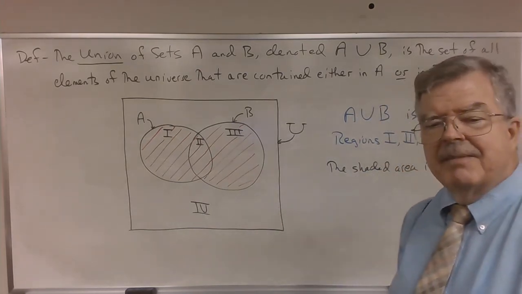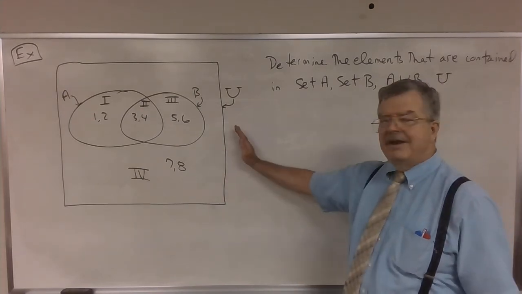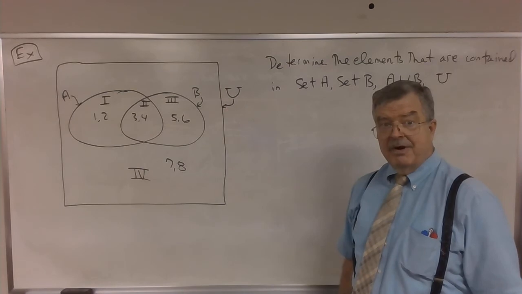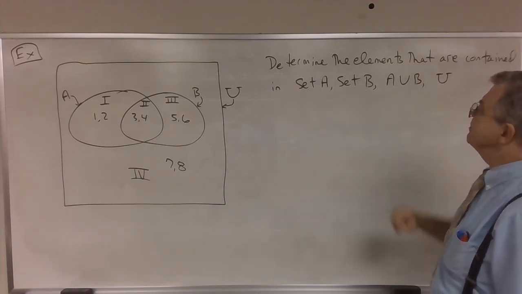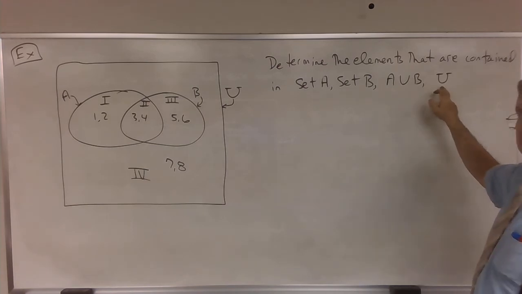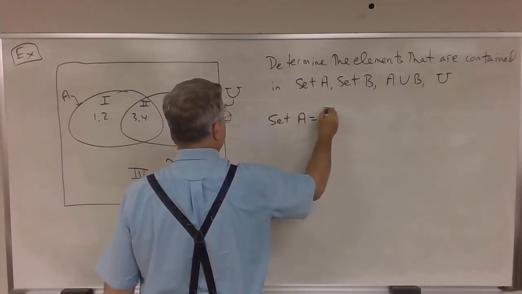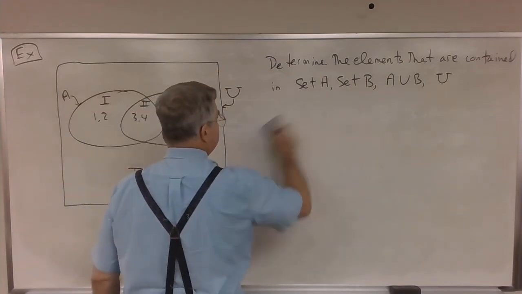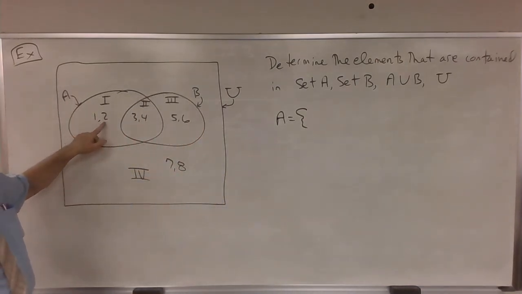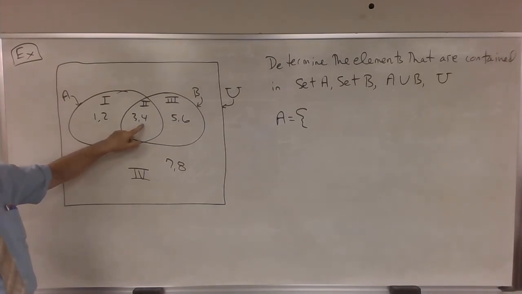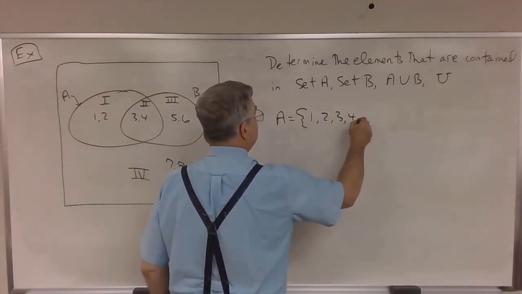So let's do an example, simple example. One more example. Here's our picture, and the location of all elements is given. Determine the elements that are contained in set A, set B, A union B, and the universe. Let's just say A. 1 and 2 are contained in set A. What about 3 and 4? Yeah, 3 and 4 are contained in set A also. So 1, 2, 3, 4.